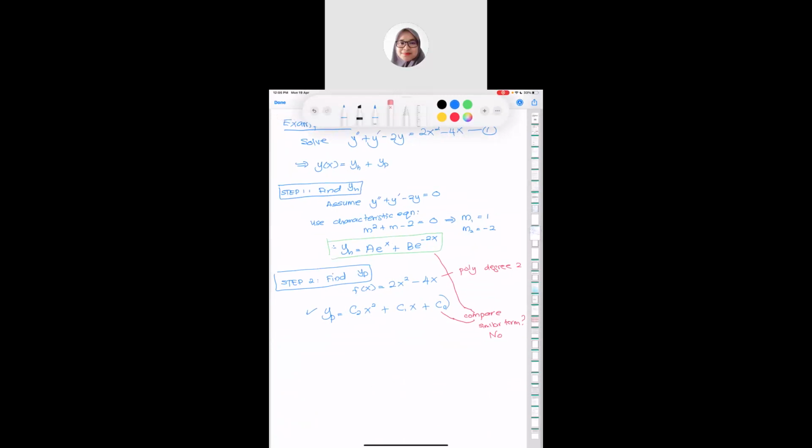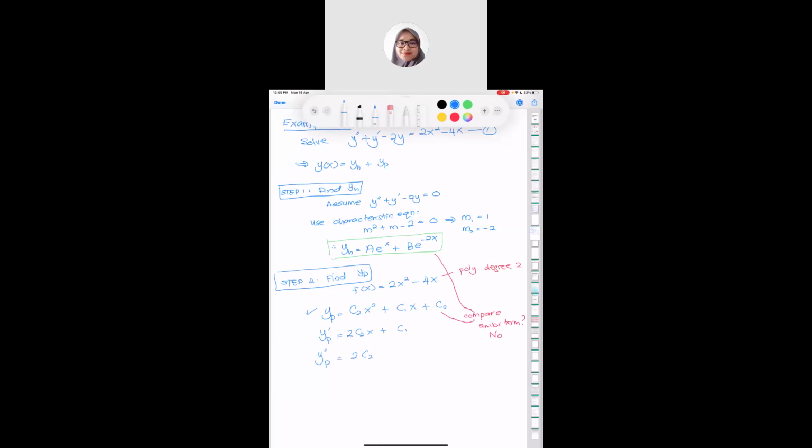Okay, so untuk case ni, kita ada term yang berbeza. Okay, we don't have the similar term, means that we can't use this YP. Okay, so we differentiate twice. Okay, so differentiate YP once. Okay, Y prime equal to 2C2X plus C1. Okay, and differentiate lagi Y double prime P equal to 2C2. Okay, so 2C2 kan?